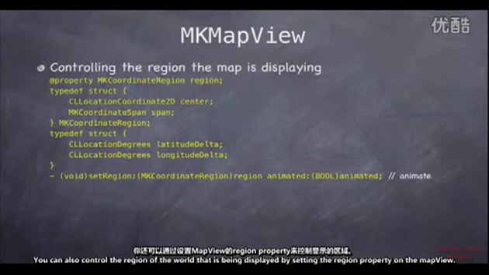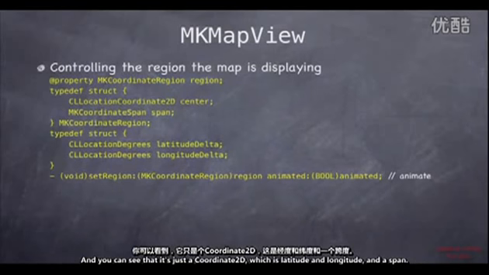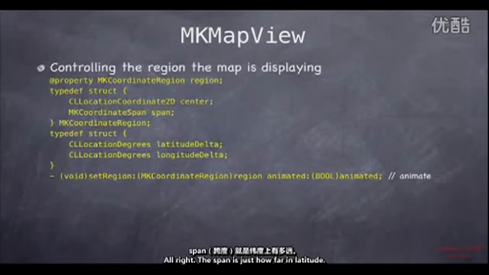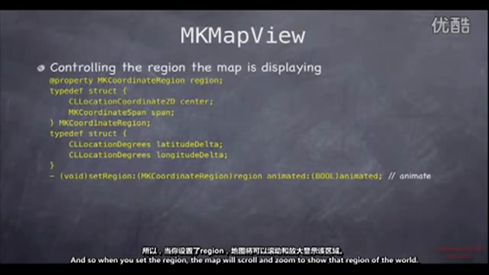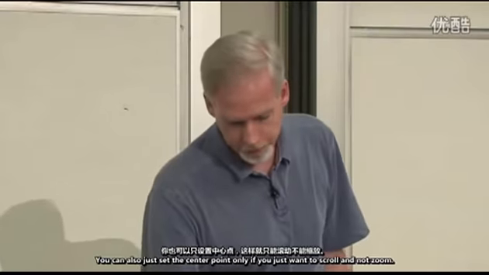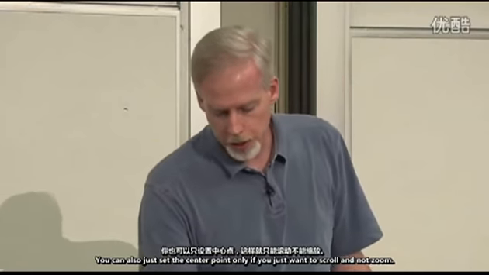You can also control the region of the world that is being displayed by setting the region property on the map view. You can see that it's just a coordinate 2D, which is latitude and longitude, and a span. The span is just how far in latitude and longitude, the total span of the region. So the center is in the center, and the region has a certain span. When you set the region, the map will scroll and zoom to show that region of the world. And on your assignment, you also have to do that. You can also just set the center point only if you just want to scroll and not zoom.